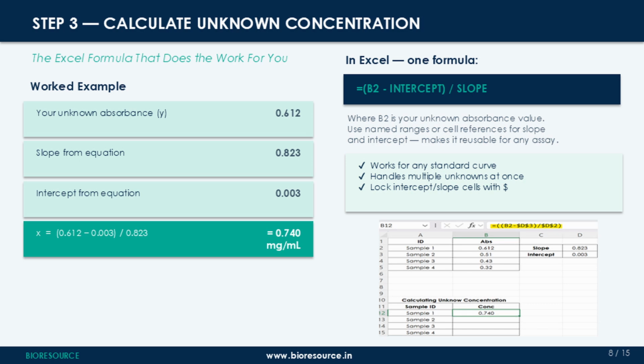The key tip here is to use the cell references for your slope and intercept rather than typing the numbers directly. Store your slope value in a named cell, let's say in this case D2, and your intercept in D3, then lock the references with a dollar sign. $D$2. This means when you copy the formula down multiple unknown samples, the slope and intercept references don't shift.